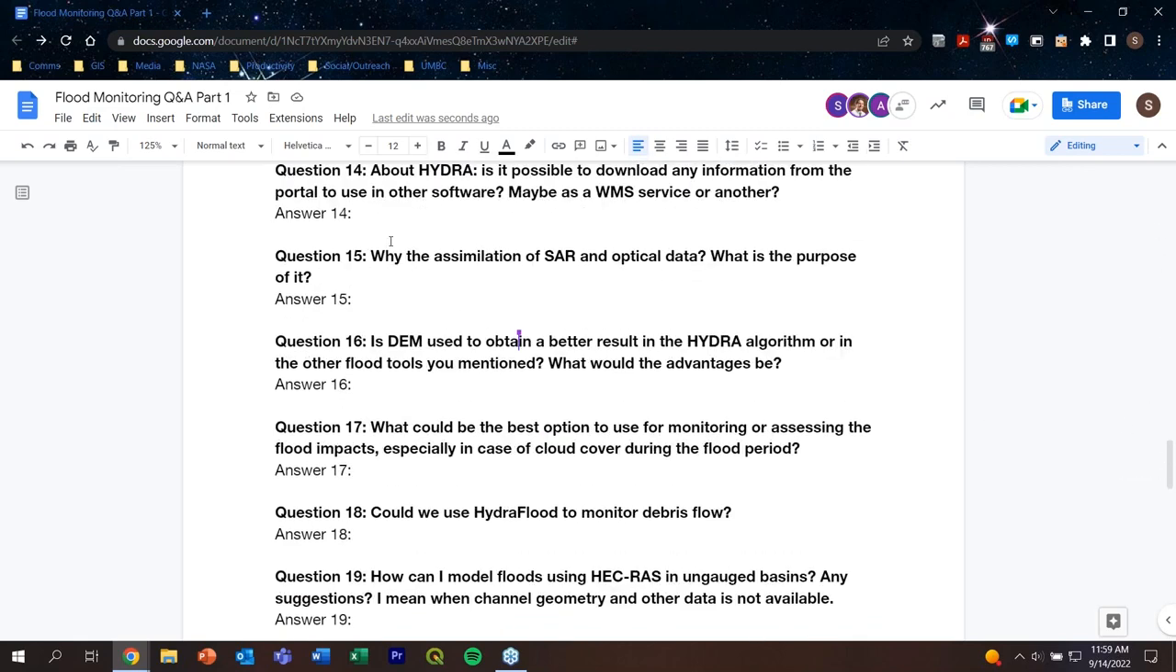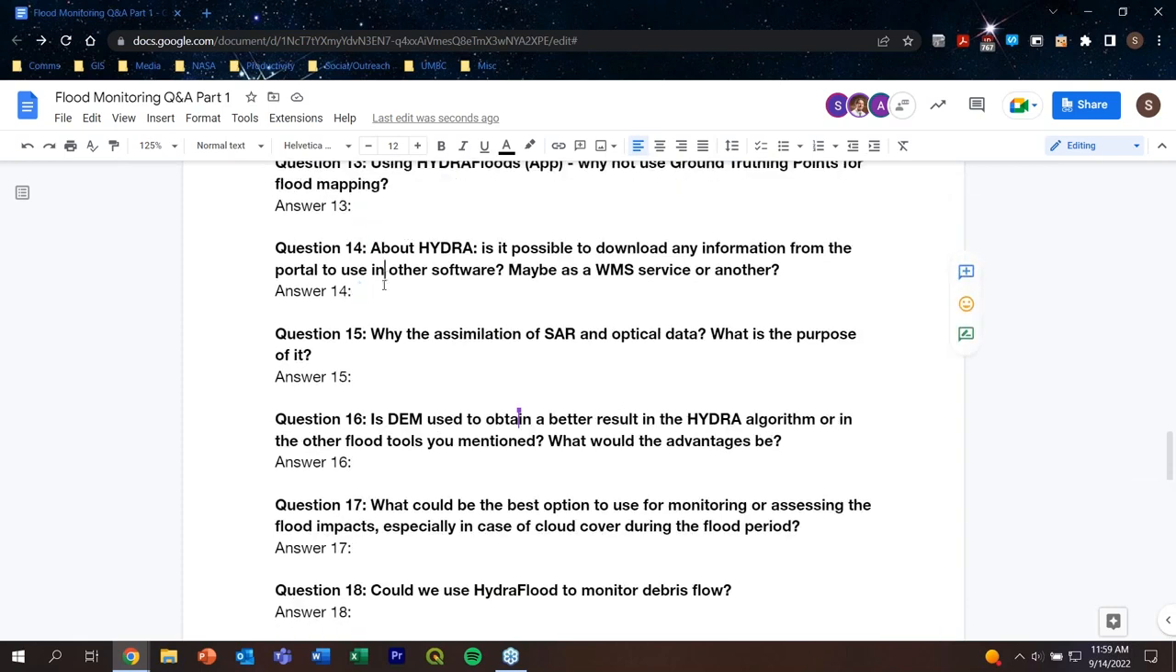Question 14 about HydroFloods. Is it possible to download any information from the portal to use in other software, maybe as a web map service or another? We will check with the HydroFloods site and let you know. But you can download the software for sure, and then you can use it in other software.